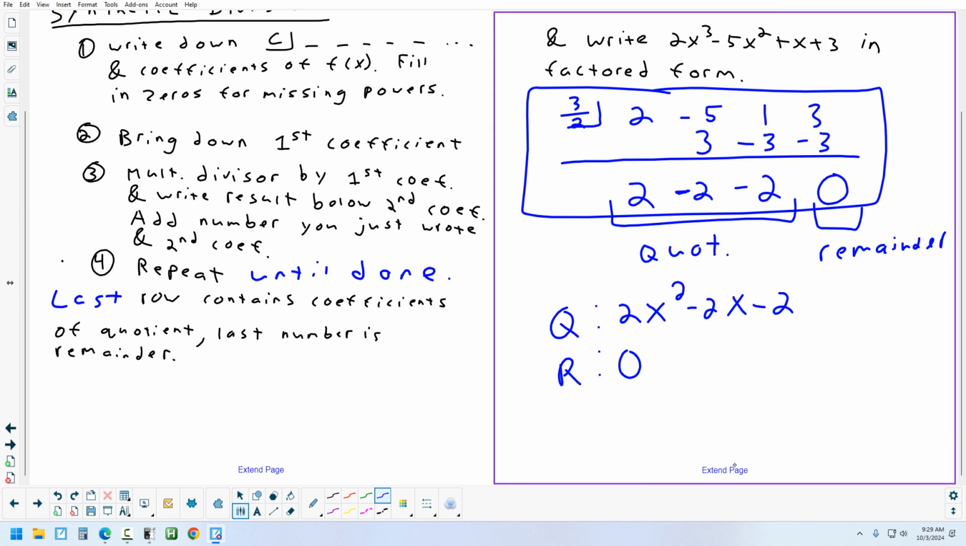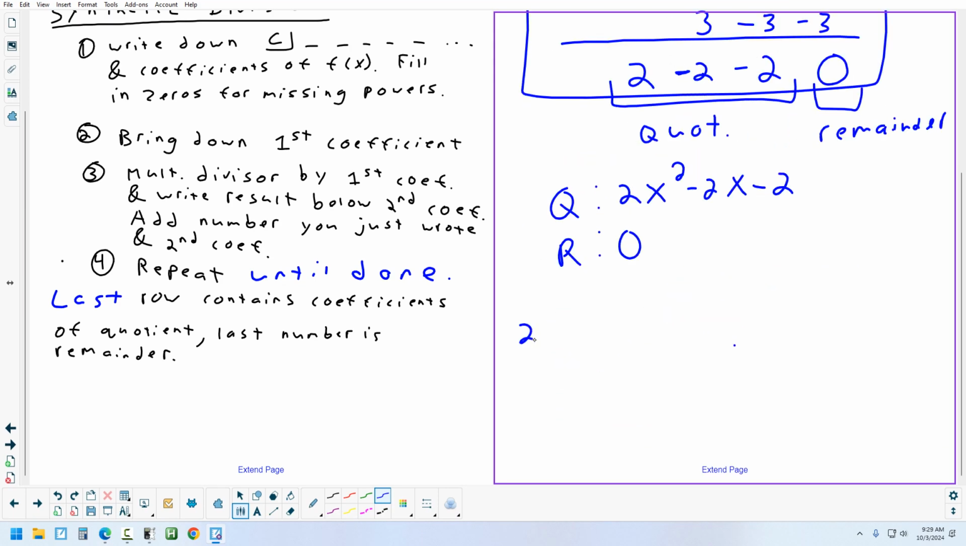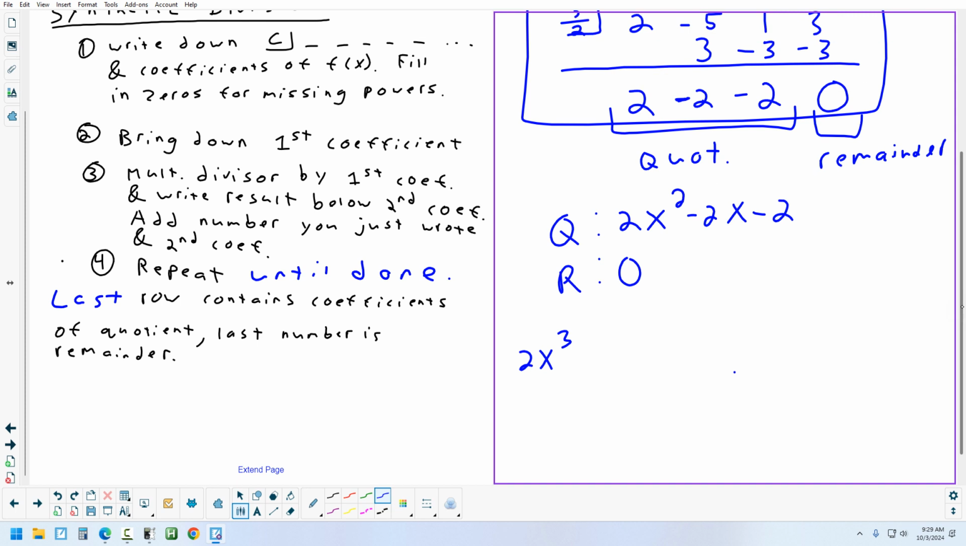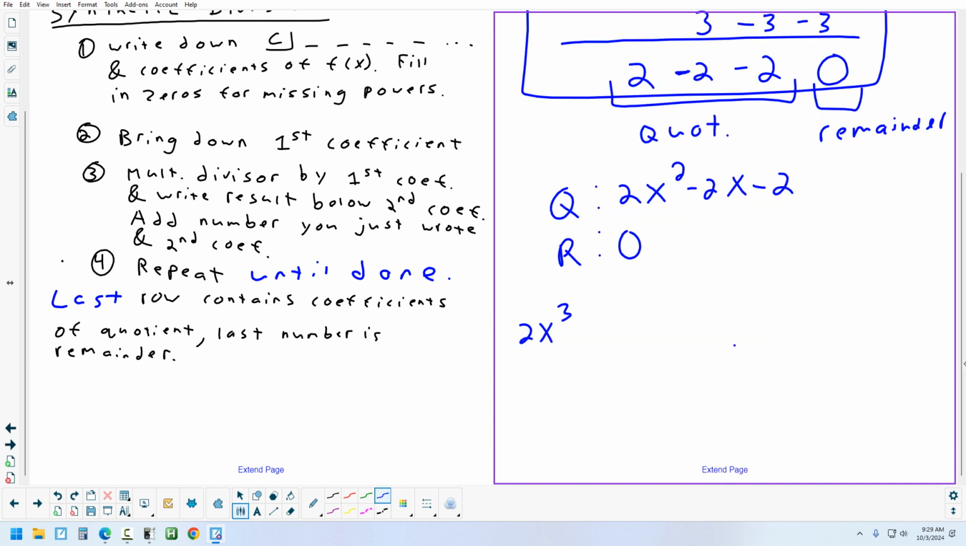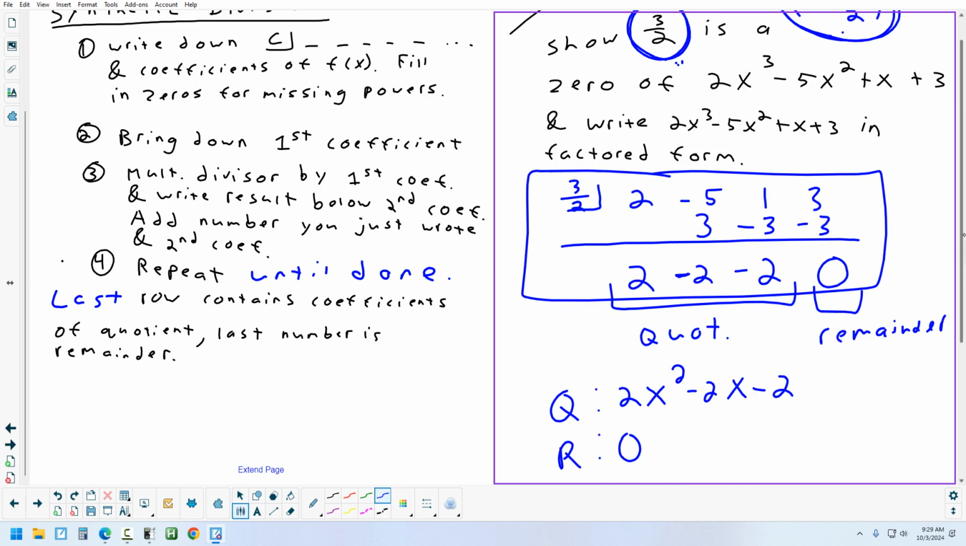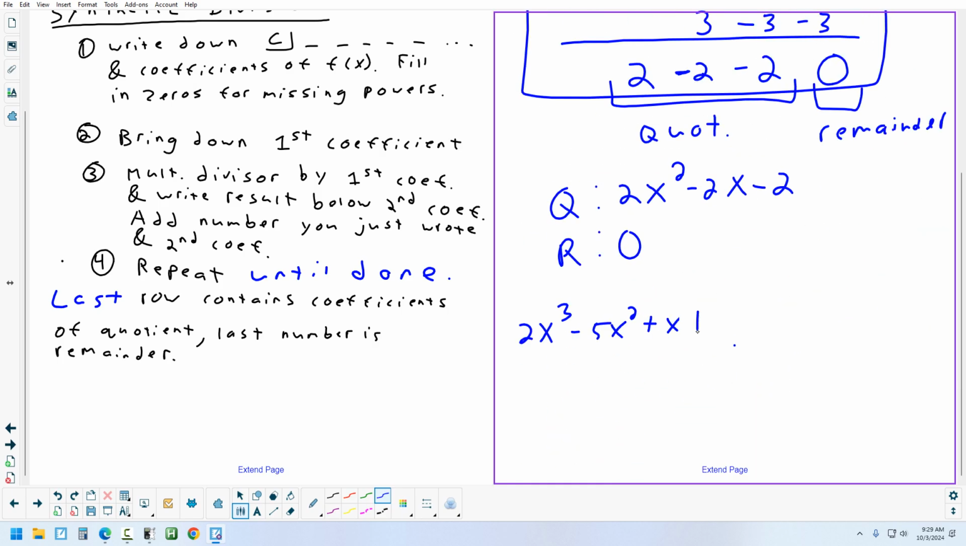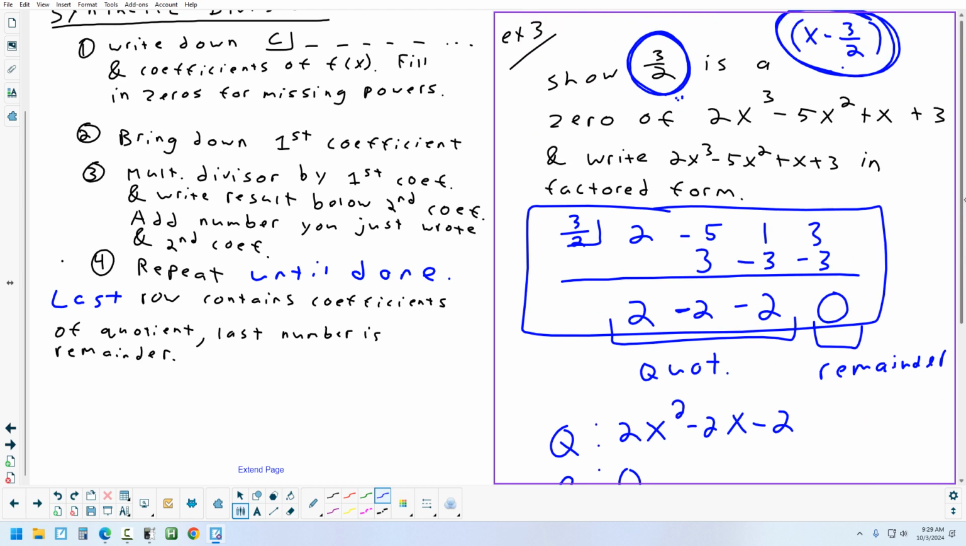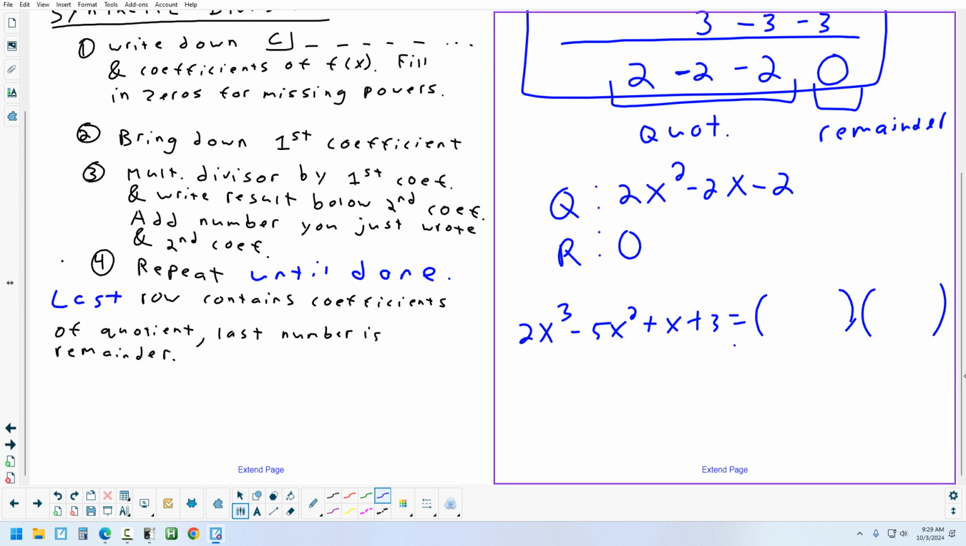Okay, so 2x cubed minus 5x squared plus x plus 3. I want you to factor it now. Well, I know it factors as x minus 3 halves. That's one of the factors. What's the other factor that you would FOIL out to get the original problem?